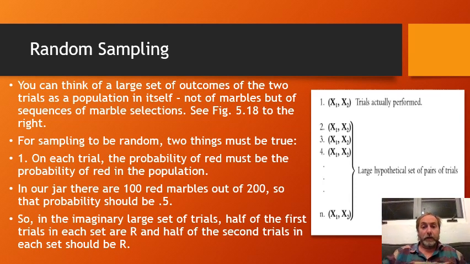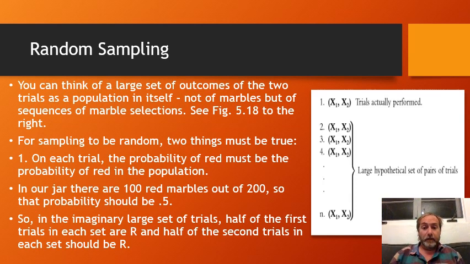Okay, well, with that idea of the imaginary long series of picking two marbles over and over, we can start talking about what it means for sampling to be random. For sampling to be random, two things must be true. First of all, on each trial, the probability of red must be the probability of red in the population. In our jar, there are 100 red marbles out of 200 total marbles, so the probability is 0.5. On each trial, that should be the actual probability of pulling a red marble, and it is in our example.